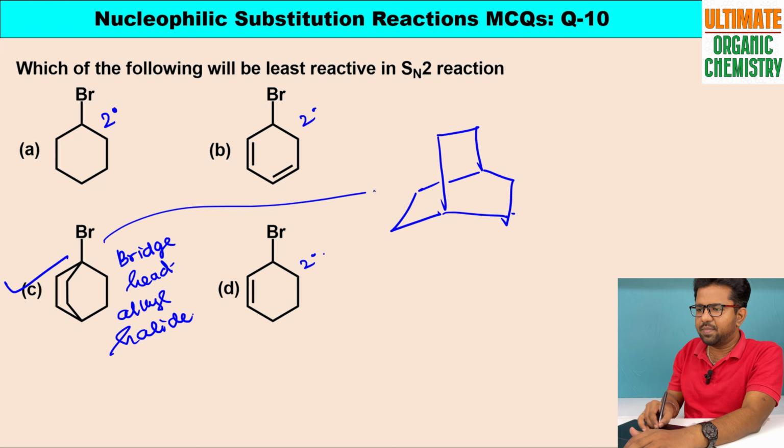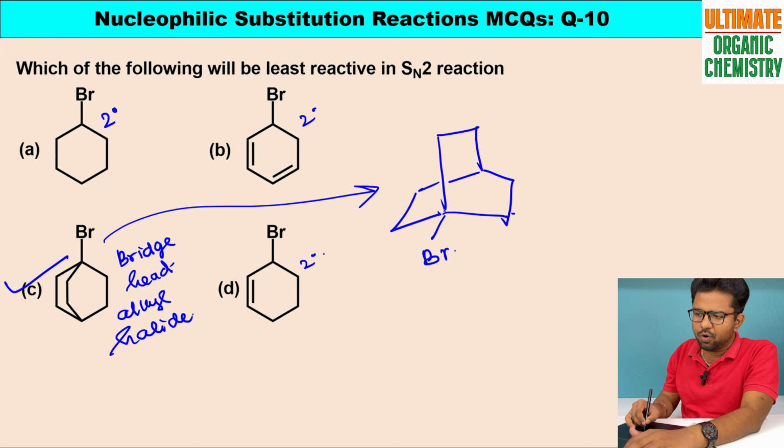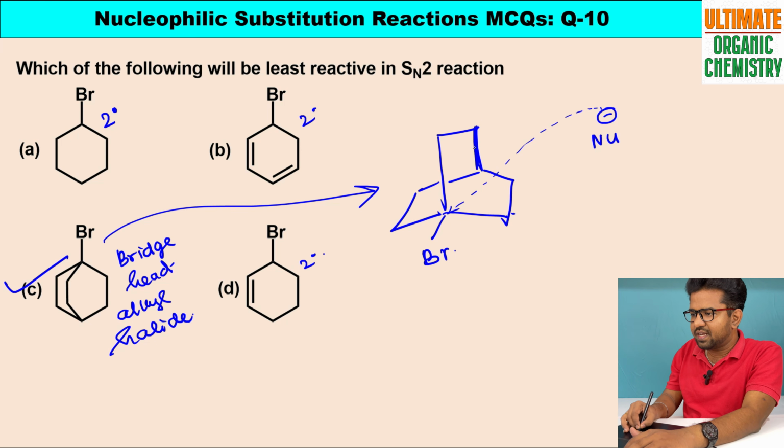So this compound can be redrawn in this way. Now this bromo group is placed front side to the plane. In SN2 reaction, the nucleophile will always approach backside to the leaving group. So the leaving group is present at front side, and the nucleophile has to approach from the backside, right? But in this case, that ring skeleton will be hindering the backside attack. So this backside attack is not possible in the case of bridge-end species.